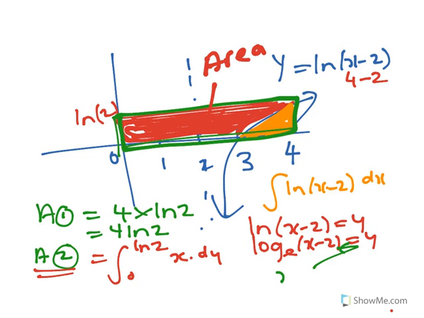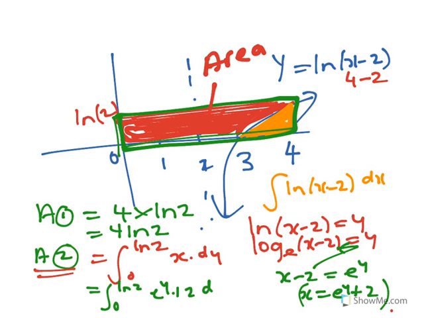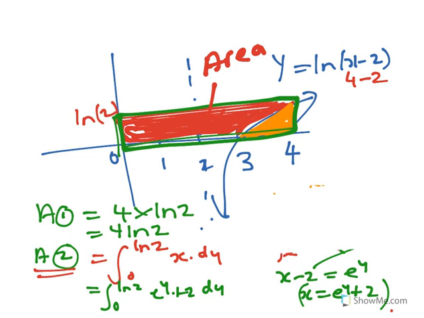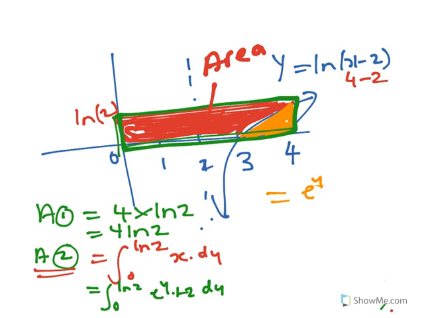Then I use my 7th rule. So I get x minus 2 is e to the y. x equals e to the y plus 2. That's what I need to integrate. So it's going to be 0 to ln 2, e to the y plus 2 dy. And then I need to integrate that. So integrating that, we get e to the y, because its derivative, that's 1. So you put over 1, so that's kind of pointless.